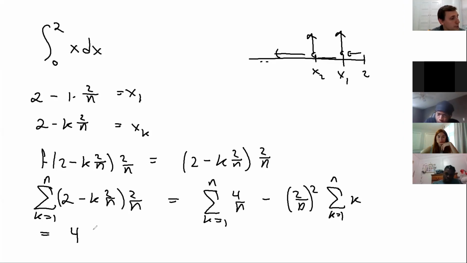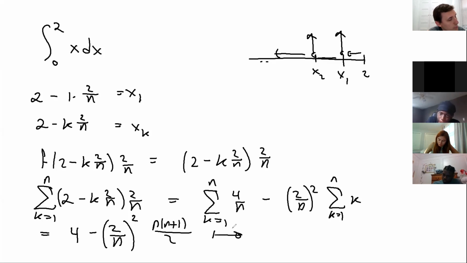What is the second sum, please? So it's minus 2 over n squared times what, please? Very good. Times n plus 1 divided by 2.